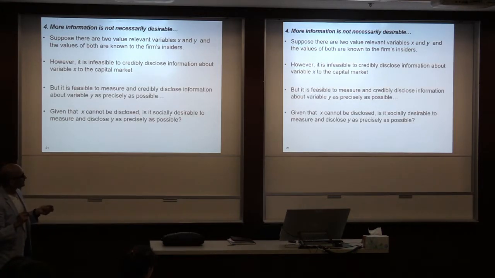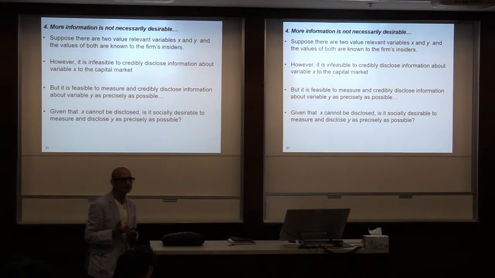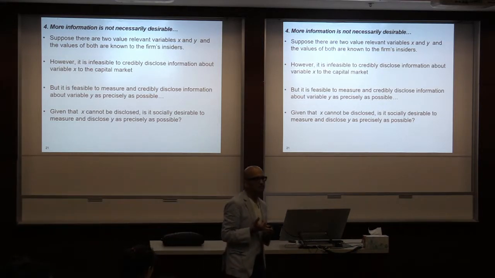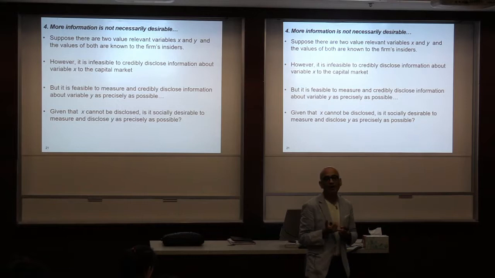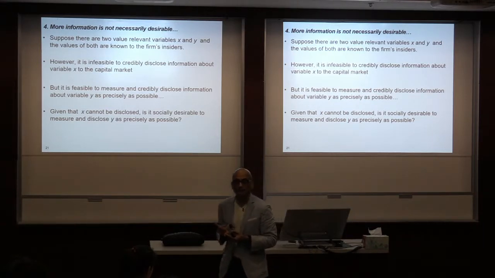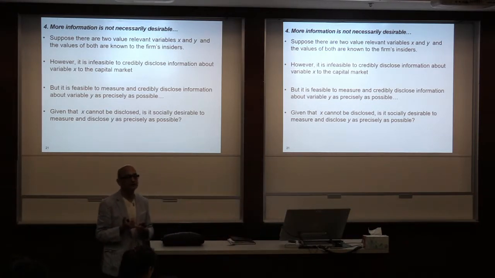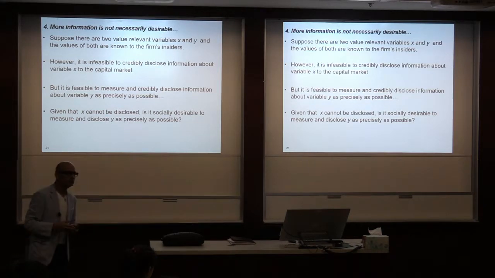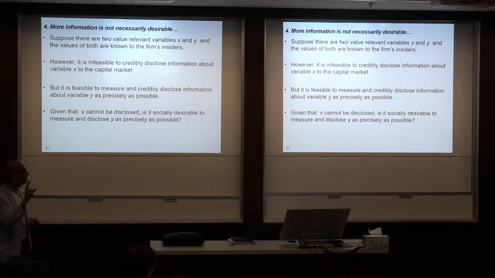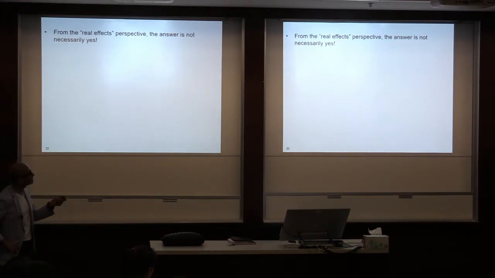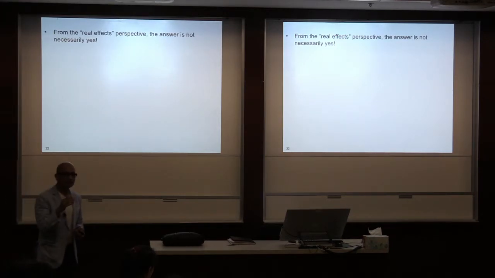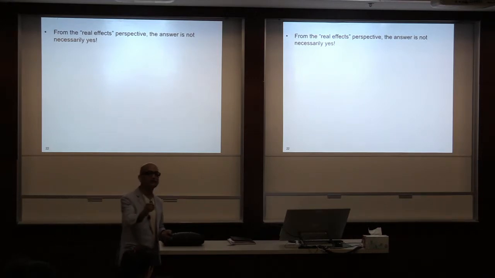Now, given that X cannot be disclosed, is it socially desirable to measure and disclose Y as precisely as possible? Now, in a pure exchange economy, if you ignore real effects, the answer is always yes. Because if you cannot disclose X, disclose Y, because prices will reflect Y, prices will be more efficient. Because at least it's reflecting Y, cannot reflect X. So disclose Y as precisely as you can. However, from a real effects study, I will show you later on, the answer is not necessarily yes. If you cannot credibly disclose X, don't disclose Y too precisely.